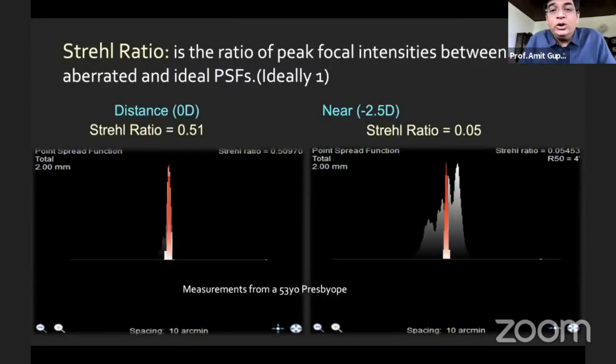The Strehl ratio is the ratio of the peak focal intensities between the aberrated and ideal point spread functions. So ideally, it should be 1.